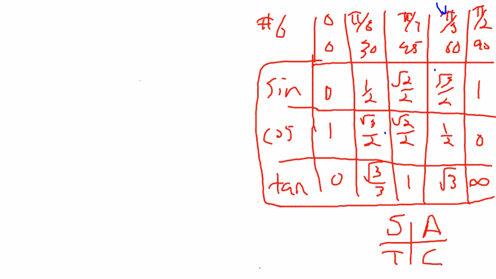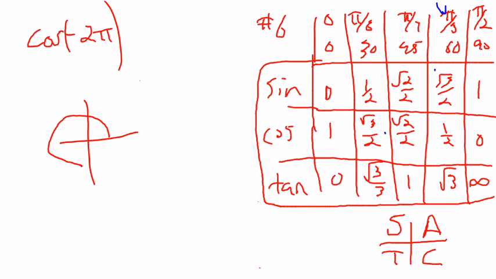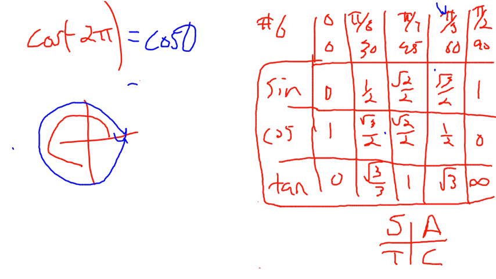Okay, two more. D, cosine negative 2 pi. This one's actually super simple. Well, negative 2 pi, oops, that's positive 2 pi. Negative 2 pi, I'll do it in blue, comes negative around here, 2 pi, one rotation, so it brings me back to 0. So this is really just cosine of 0, which is equal to 1.